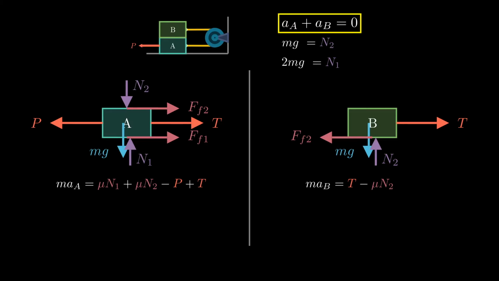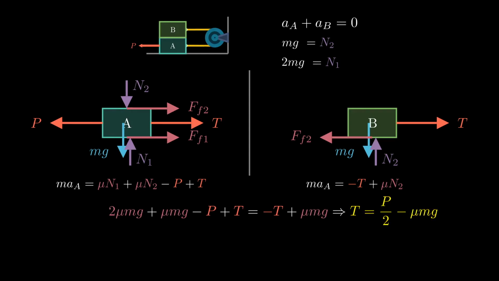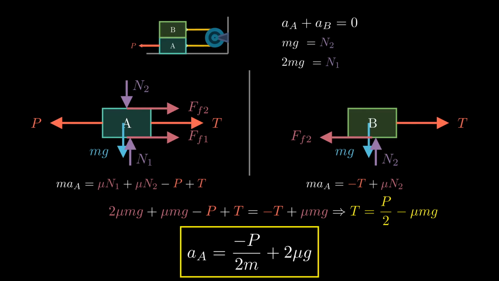We can use that to replace a sub b with negative a sub a, and then move the negative sign to the other side. Now these two equations left on the screen are both expressions for m times the acceleration of block A. If we equate them, we can solve for T. Plugging T back into either of the two equations gives us the acceleration of block A, as shown here. And that's the answer to this problem.